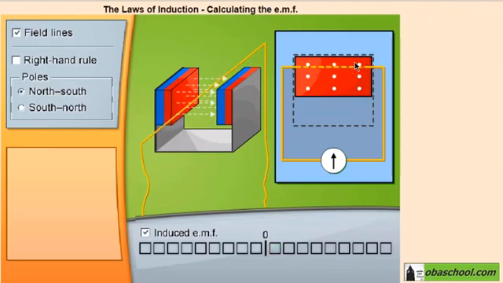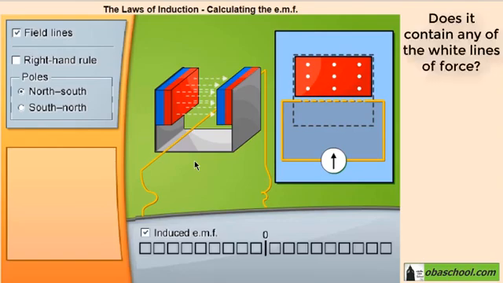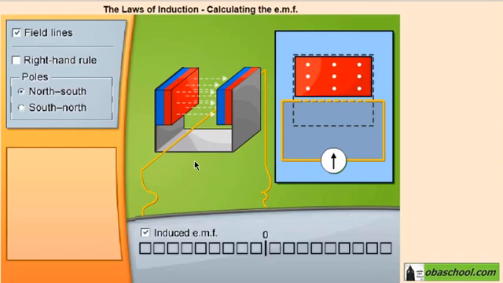Yes, it increases. Now let's move the wire to the bottom of the yoke and slowly raise it to the lower edge of the red magnet. Look at the gray circuit area. Does it contain any of the white lines of force? No. Let's move the wire up to the top edge of the red magnet.